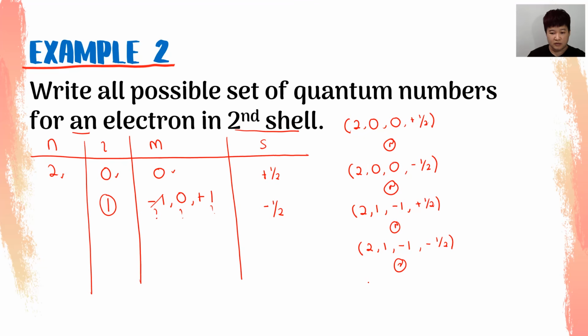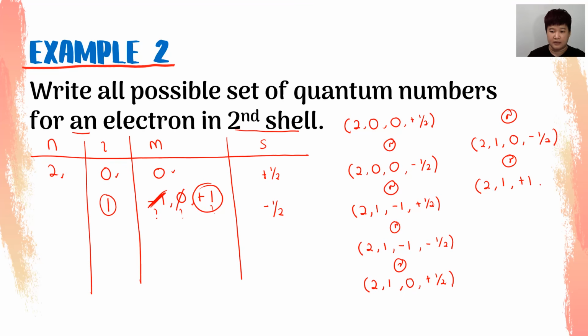So the other arrangement that we can have will be 2, 1, but we are done with the negative 1 of positive half and negative half. So when L is 1, M also can be 0. And when M is 0, the electron can be in positive half or negative half. So we put only 1. And another one will be 2, 1, 0, and negative half. So we are done with M equals 0. We can move on to M equals positive 1. So same, I have n is 2, L is 1, so M can be positive 1. And it can be positive half, or it can be negative half.